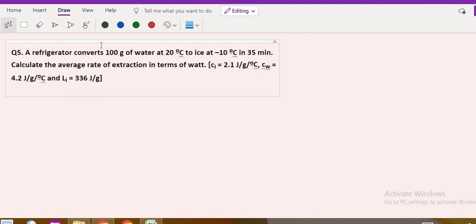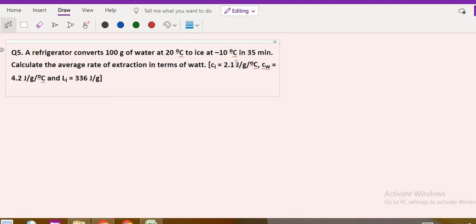A refrigerator converts 100 gram of water at 20 degrees Celsius to ice at minus 10 degrees Celsius in 35 minutes. He is asking us the average rate of extraction in terms of watt. Average rate of extraction means the amount of energy taken out per second by the refrigerator. That is the power of the refrigerator. So we have to find it in watt.